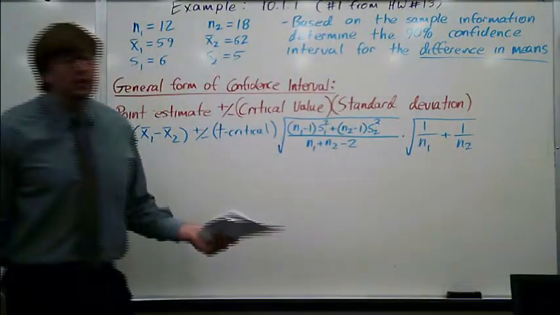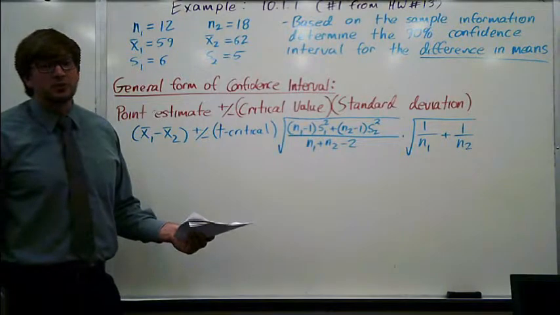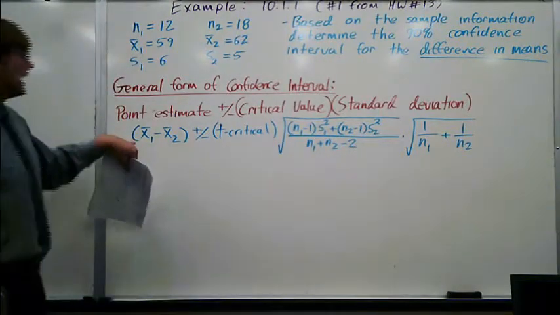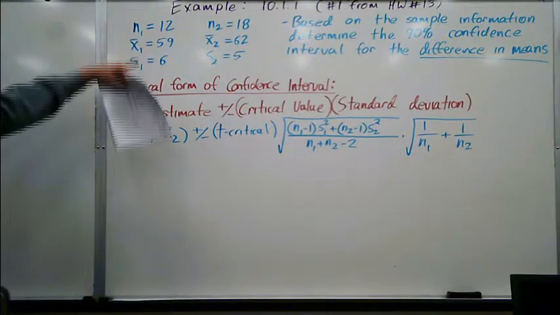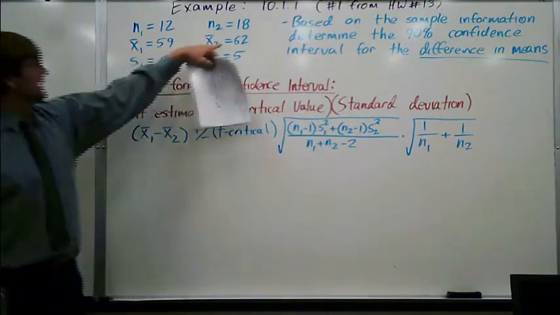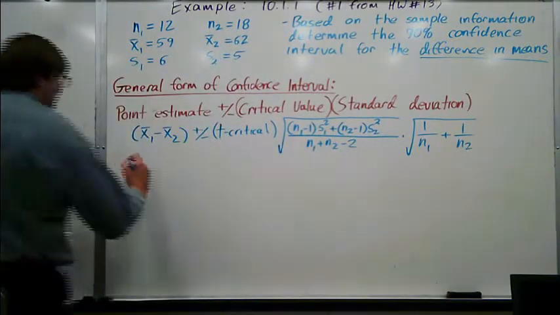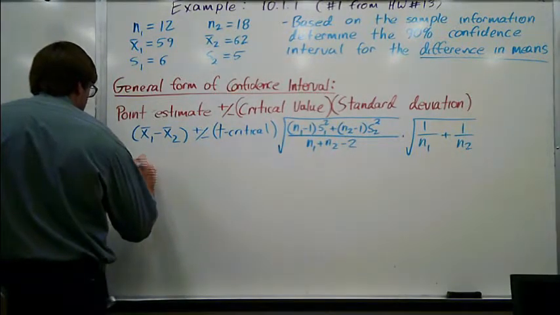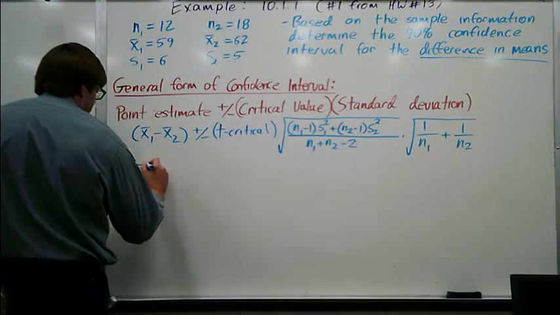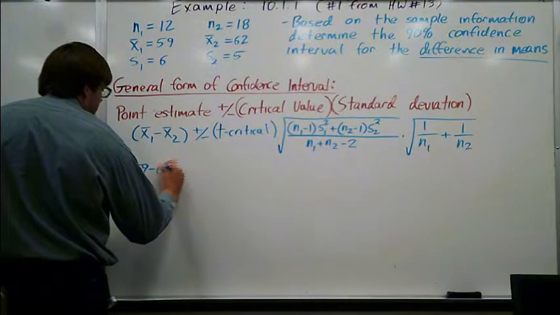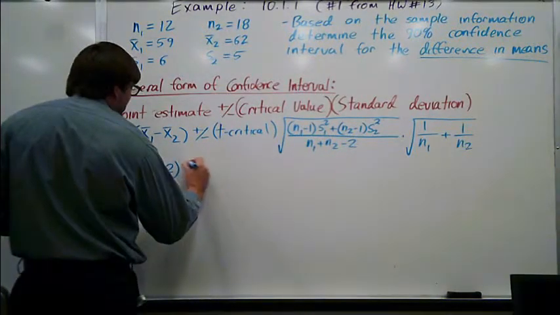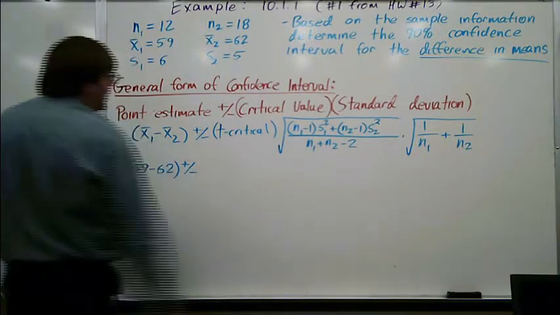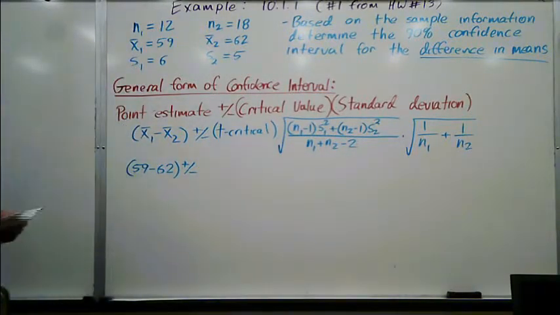So now the real issue is just plugging in the values, right? Of course, we already have x bar 1, x bar 2. That's going to be 59 and 62. Bring down the plus or minus. Now, the t critical value.